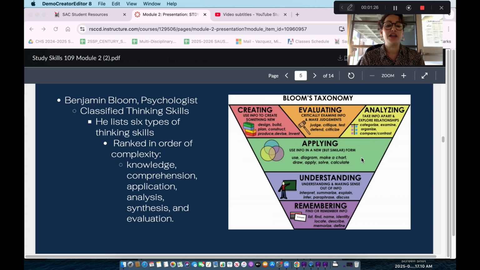And then after that, we move on to applying, where we use diagrams or charts, or we calculate or draw or apply the information, right? And then we have on top analyzing that information, put it in categories. For example, like the food, right? The different foods, fruits, vegetables. So that's analyzing. And as you learn and get older, you'll analyze further and it'll get more complicated.